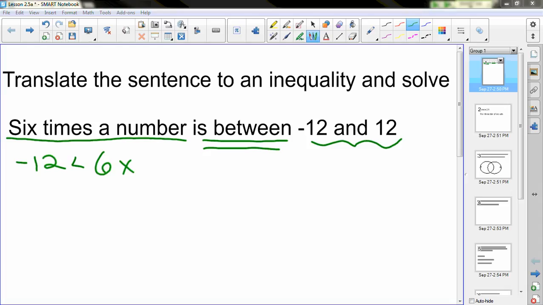And then tell me what symbol to write after 6x. Less than. Less than, and what do I write after that? 12. Okay. So does everybody understand the inequality? I have 6 times the number is between negative 12 and 12.